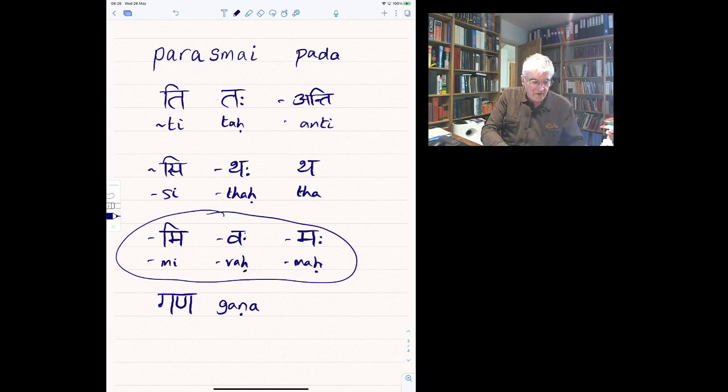Note that a gana sign is lost before endings beginning with a, for example, the third person plural form. So the anti actually has this a as part of the ending, so you don't repeat it. So you don't say pata anti, just patanti. So, having done that rather dry, not terribly exciting bit, and I hope it doesn't put you off, because now we are getting to some real actual words.